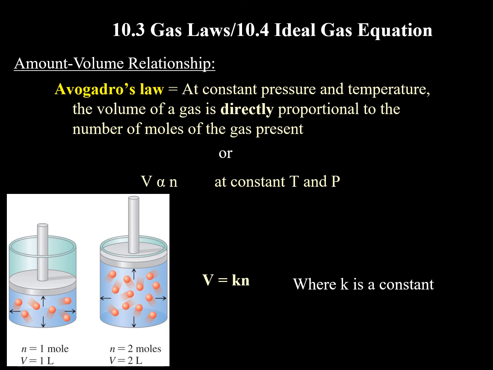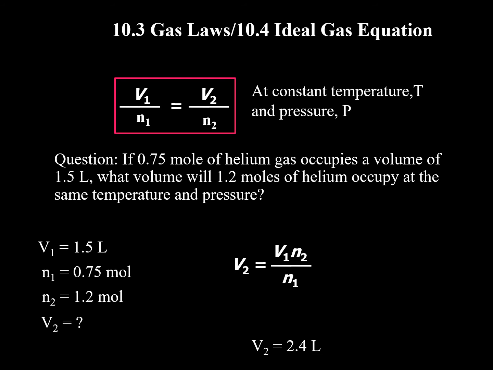So V is proportional to the amount of moles. It's a direct proportionality. So if the volume increases, the amount of moles increases. So here again, we want to change the proportionality to an equal sign, so we add the constant K. So V is equal to K times N, where K is a constant. And again, if we have initial conditions and a final condition, they both equal K. Similarly to Boyle's Law and Charles' Law, we have V1 divided by N1 equals V2 divided by N2.